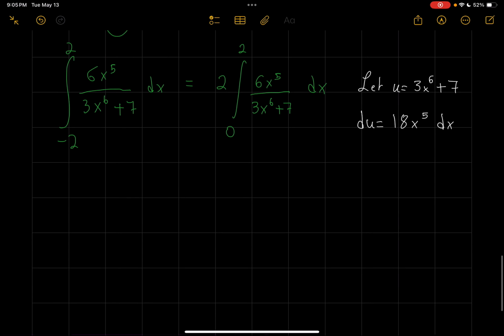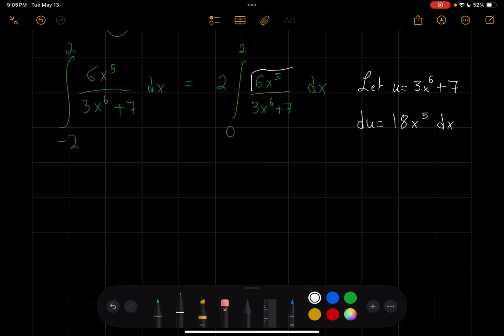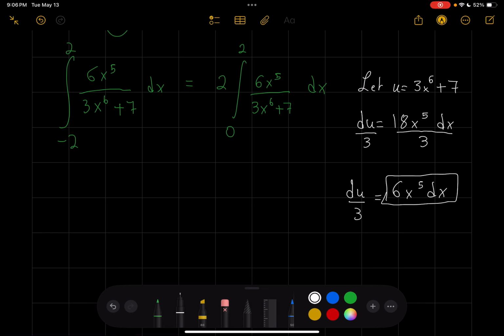All right. So du is going to be 18x^5 dx. But here's the thing. In the numerator, I don't have 18x^5. I have 6x^5. So what I'm going to do is divide du by 3, and divide this by 3. Coincidentally, it's the same number we're dividing by. So du over 3. 18 divided by 3 is going to be 6x^5 dx. Now, the answer perfectly matches my numerator.